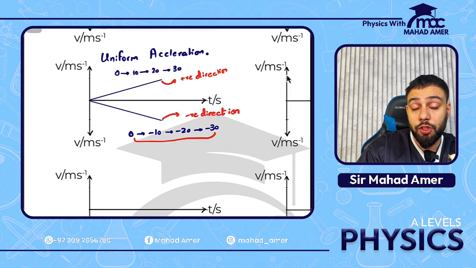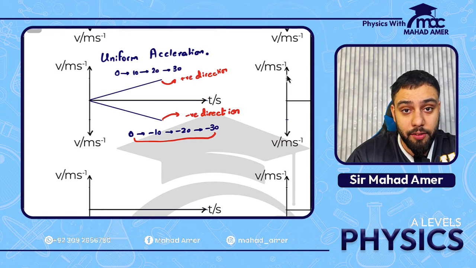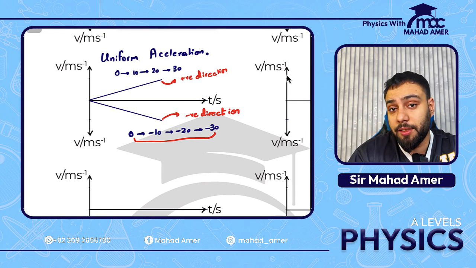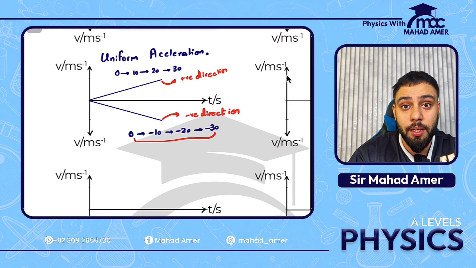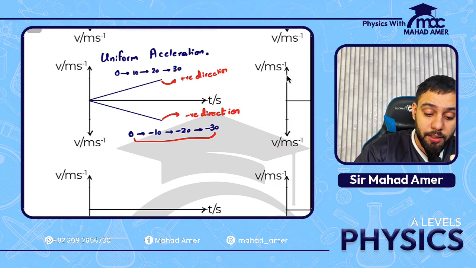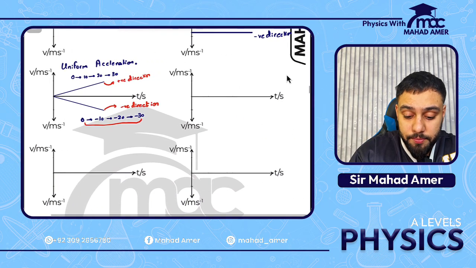Velocity time graph actually involves direction. So let's suppose you're moving to the right and you're accelerating, so uniform acceleration in the positive direction, and if you're moving to the left, you're gaining velocity, uniform acceleration in the negative direction. So you need to actually understand this, and you need to 100% understand the concept of uniform accelerations. Moving on.